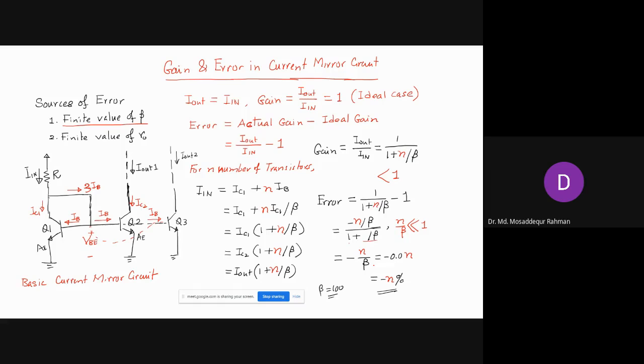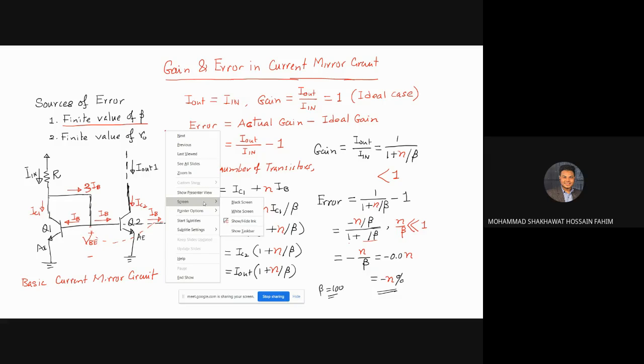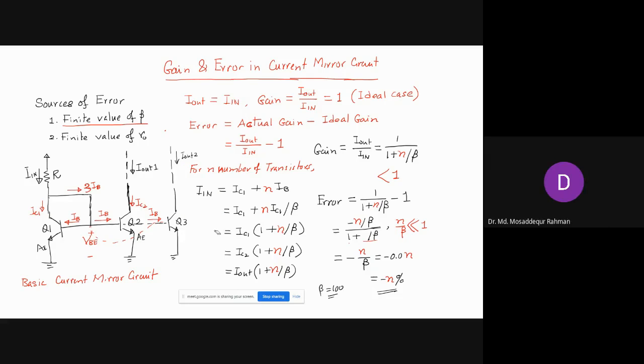Now coming to the solution part of this error. There is a solution to every problem, but not every problem do we have a solution for yet. So we have to reduce the base current that is coming from Q1. How do you reduce that?